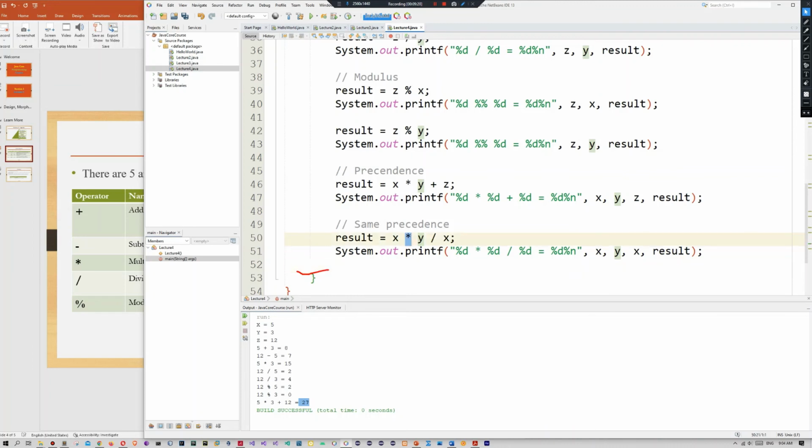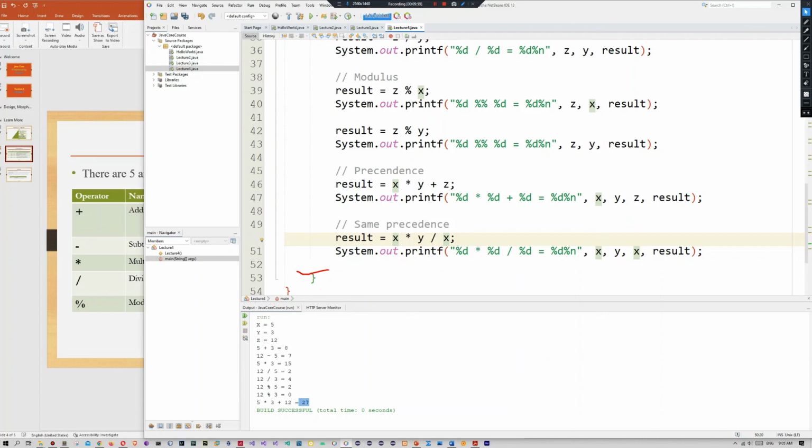Both multiplication and division have the same precedence. So which one will be operated first? If we consider division operates first, we will get 0 here. Y is 3 divided by 5, we will get 0 due to integer division, and multiplied by x, it should be a 0 result. But this is not how Java operates.